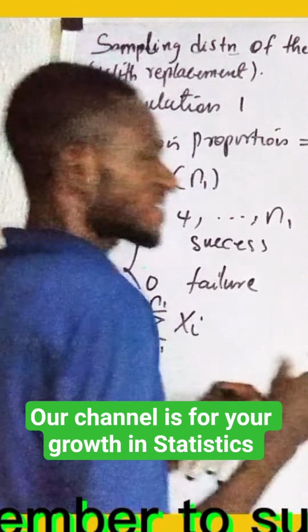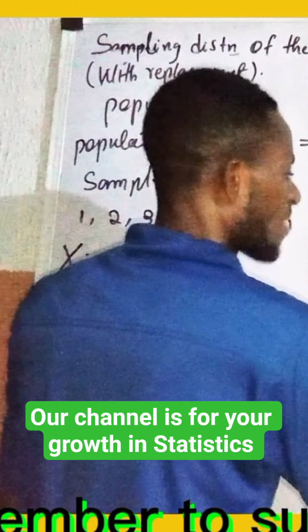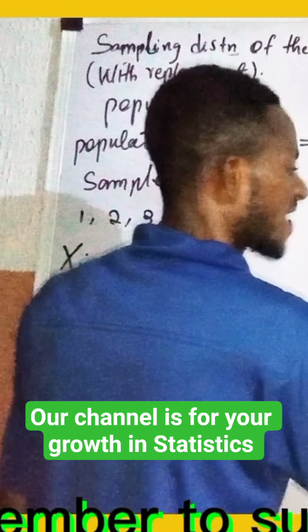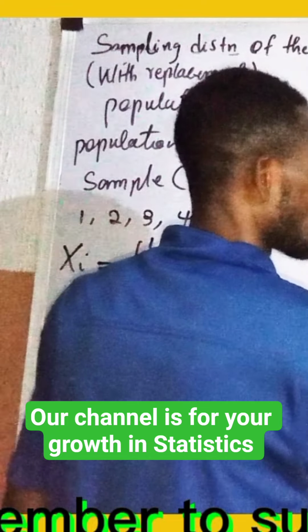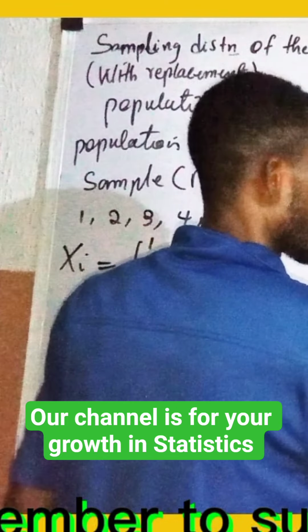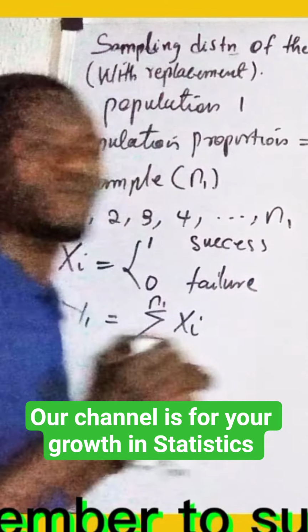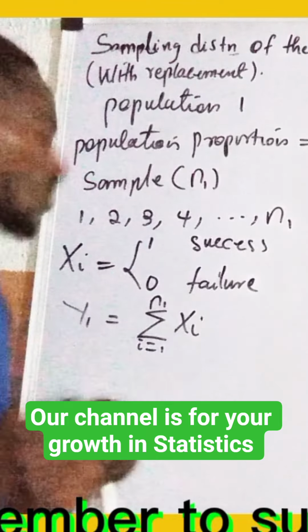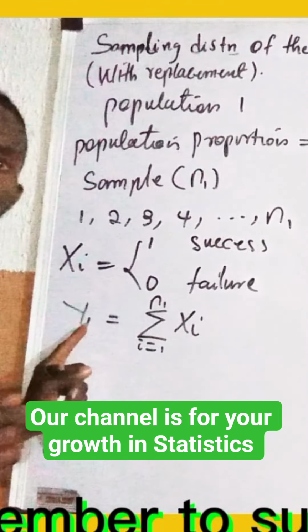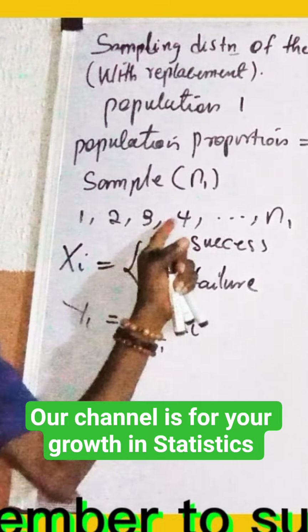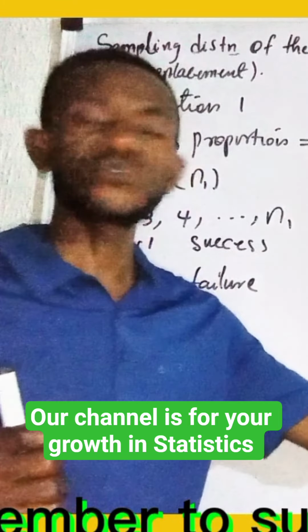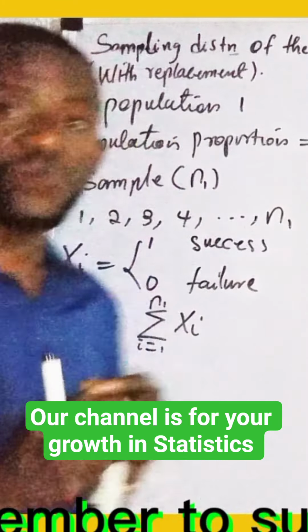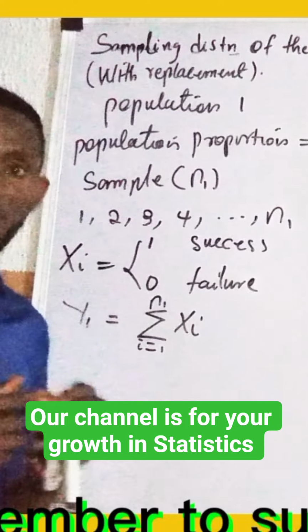The same thing applies here, that we are going to define y2, and this y2 is going to be the sum, i running from 1 to n2 of xi. So this is the total number of successes from sample 1. This is the total number of successes from sample 2 coming from population 2, and this one coming from population 1.